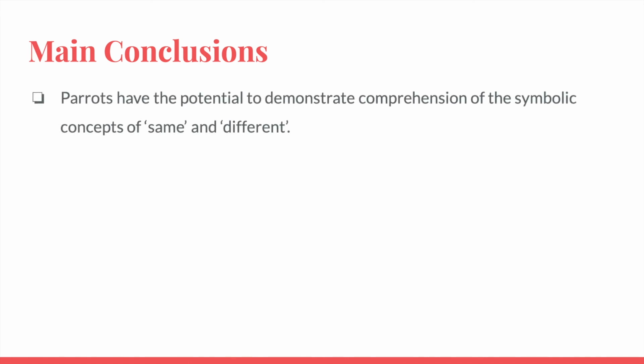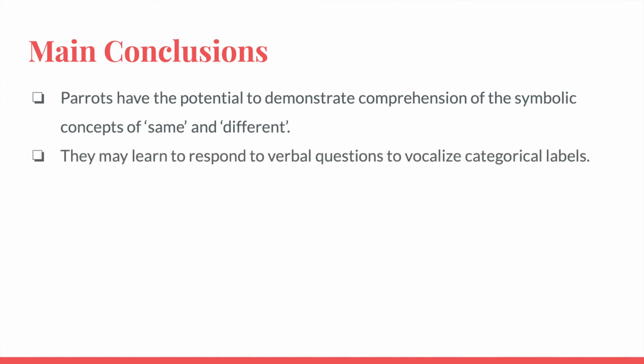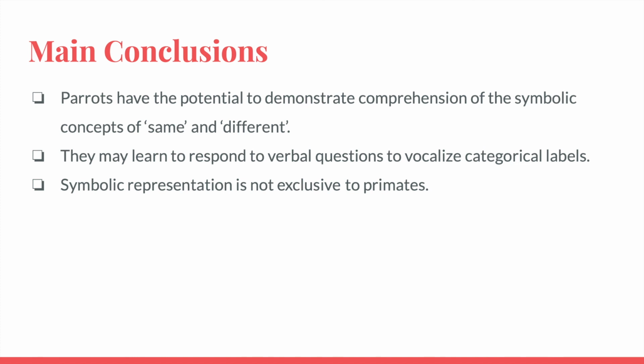In conclusion, this study proved that parrots do have the potential to understand the concept of same and different in relation to objects shown at the time of Alex's testing. They can learn to respond to verbal questions, and parrots are able to recognize different categories. Symbolic representation is not exclusive to primates.